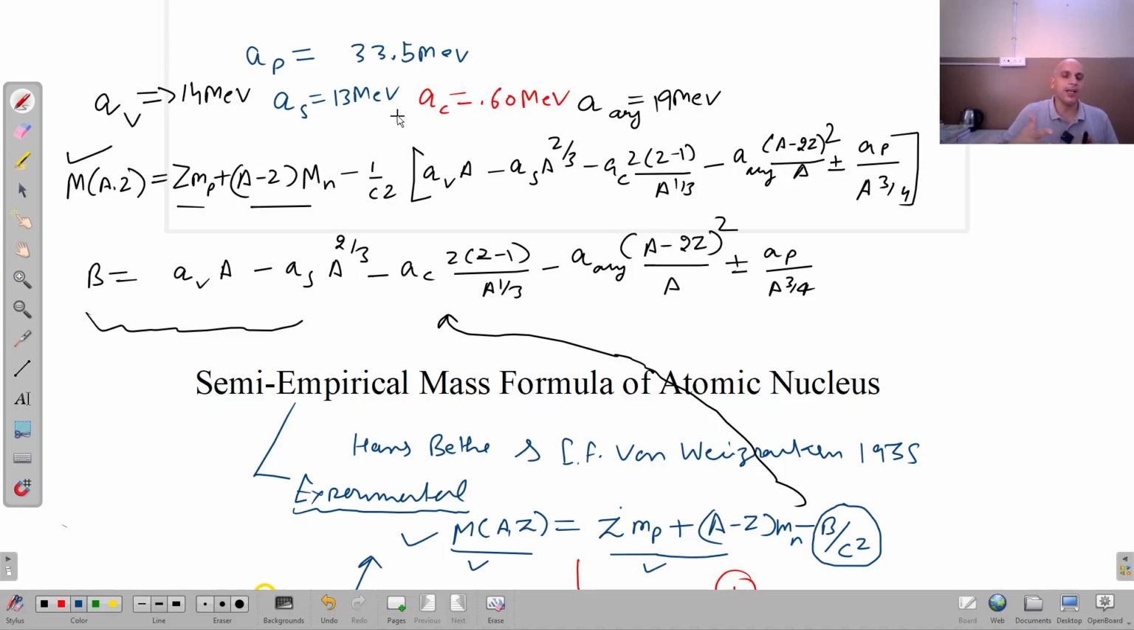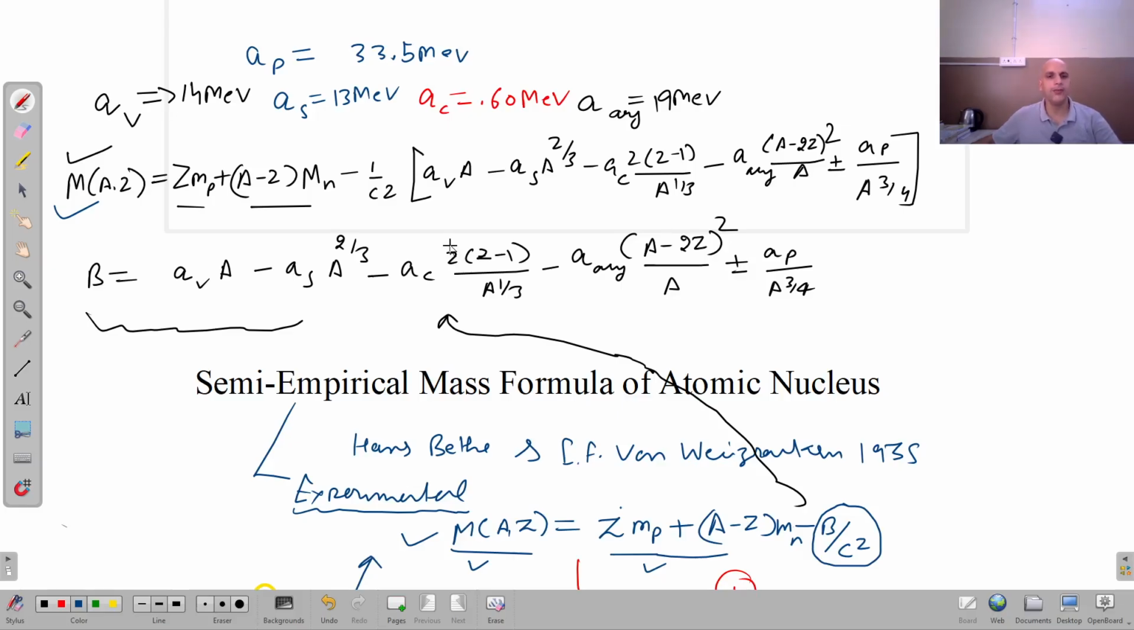So all these are the constants that we have to remember, because in the coming topics we can be asked to solve numerical problems based on this formula. In that formula, these constants will be utilized in addition to the values of A and Z. So accordingly, we can calculate the mass of any atomic nucleus if I know the values 14, 13, 0.60, 19, and 33.5 mega electron volt. So this is all about the semi-empirical mass formula.